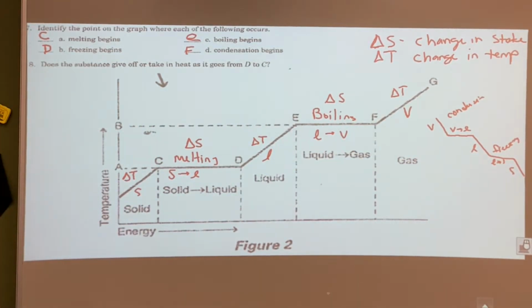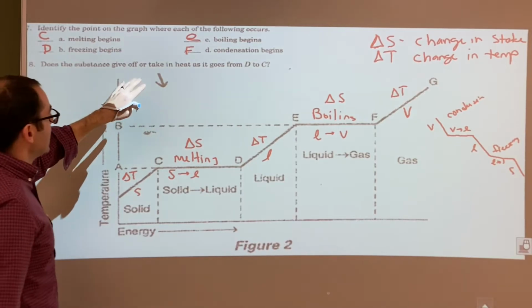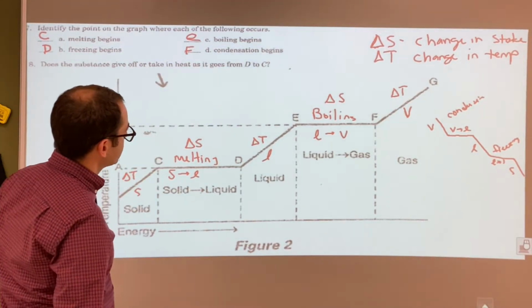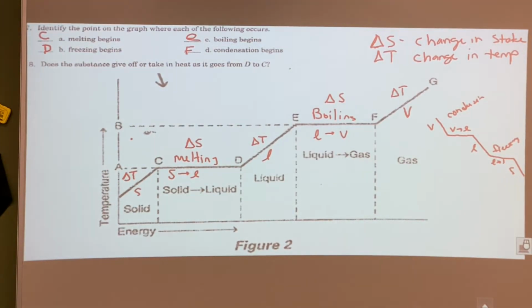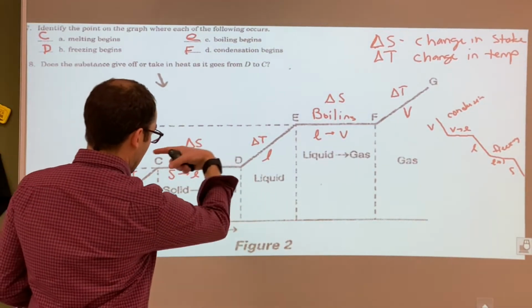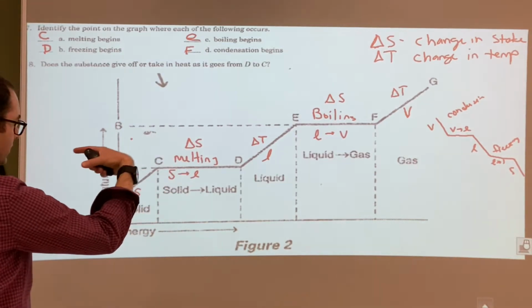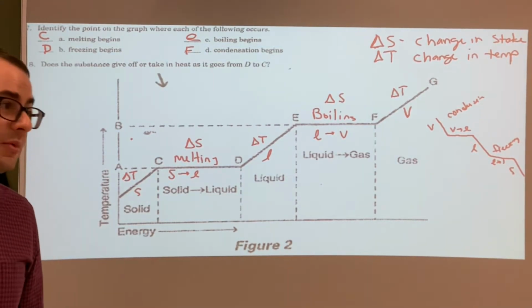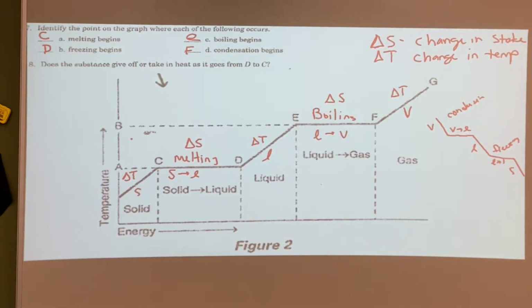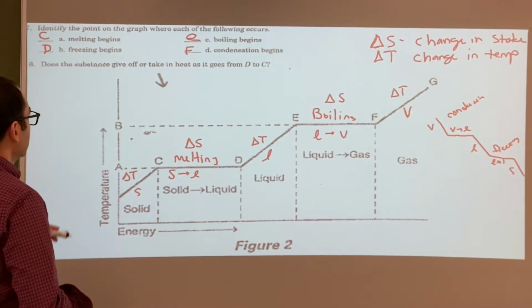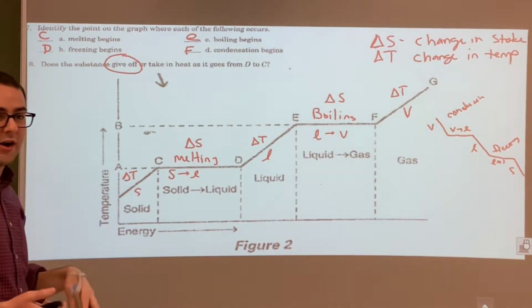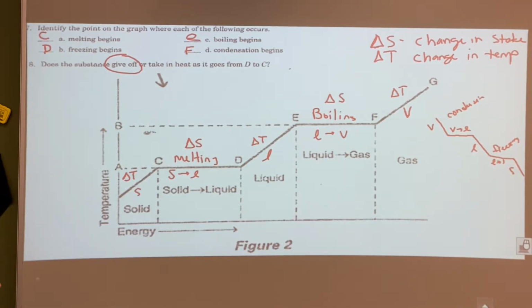Okay. Does the substance give off or take in heat as it goes from D to C? As it goes from D to C, so it's going that way, right? So it's not melting, it's going to be freezing. So what's happening when it's freezing? Is it giving off heat or is it taking in heat? Yeah, it's giving off heat. It's losing energy, right? That's why it's becoming a solid, all right?